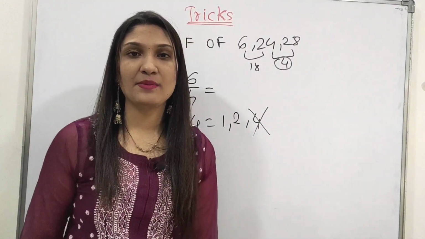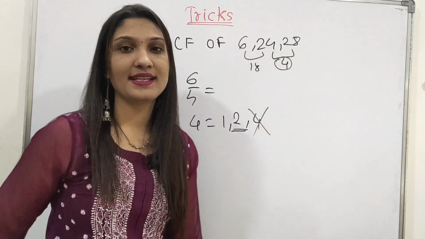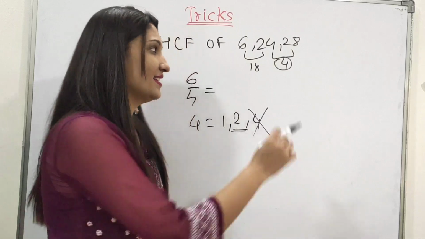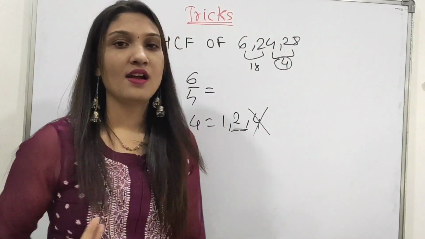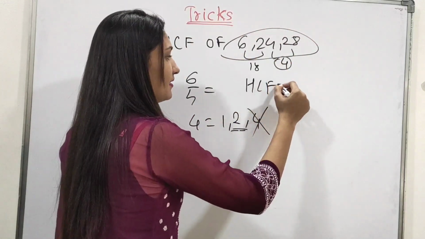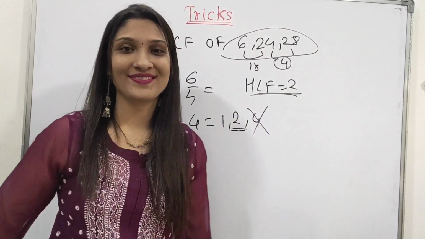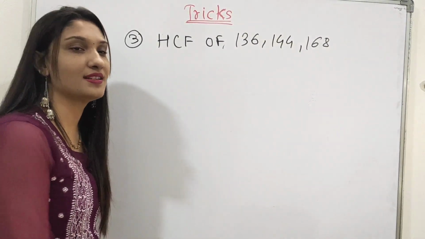If the difference is not divisible, then select second. Can 2 divide all these numbers in exact number? Yes. 6 by 2 is 3. 24 by 2 is 12. 28 by 2 is 14. That means HCF of these numbers is 2.